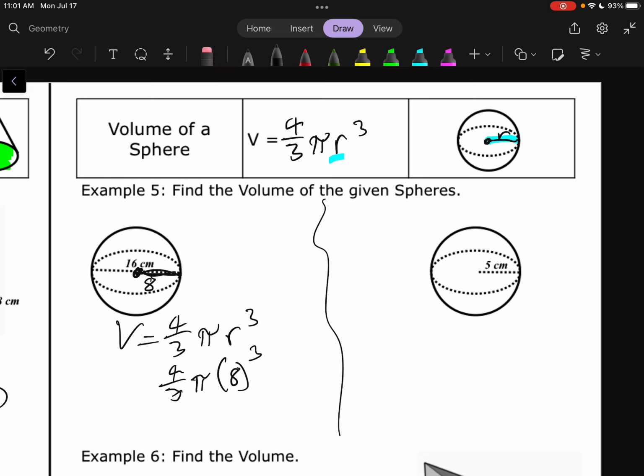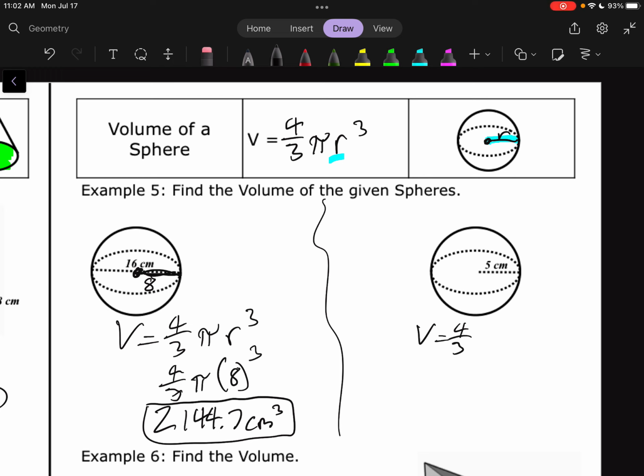So typing this in, I'm getting 2,144.7 centimeters cubed. Over here, same idea. 4/3 pi 5 cubed should give me, let's see, I'm getting 523.6 centimeters cubed.